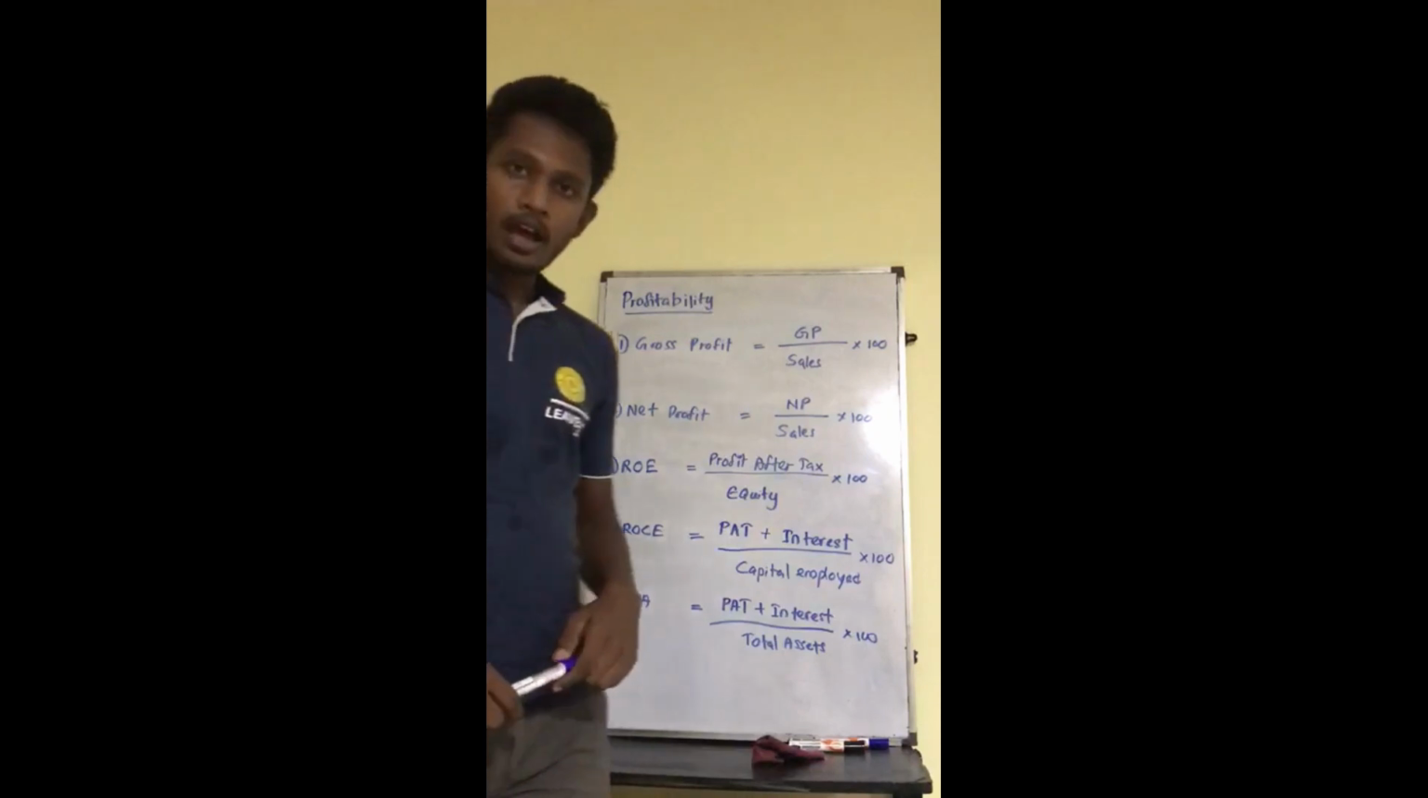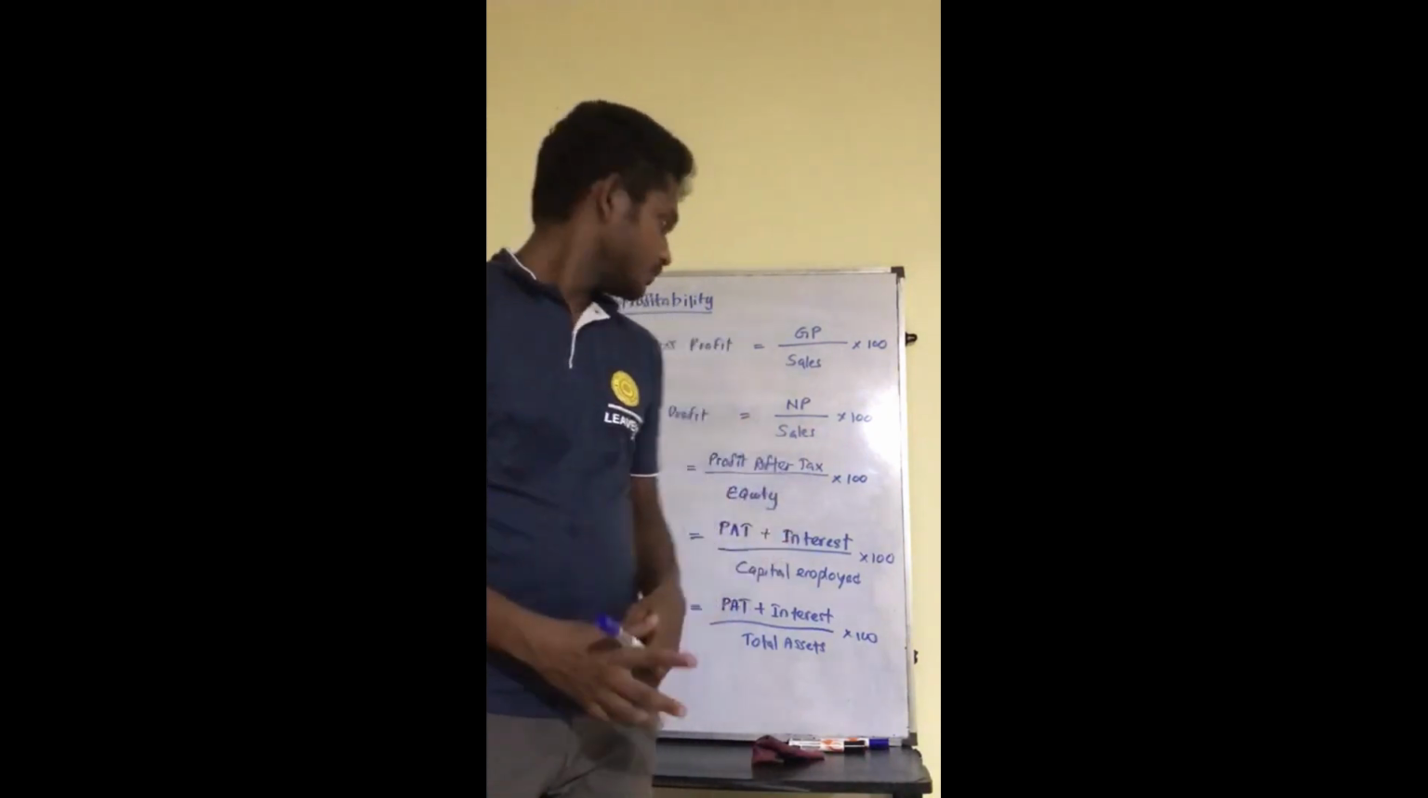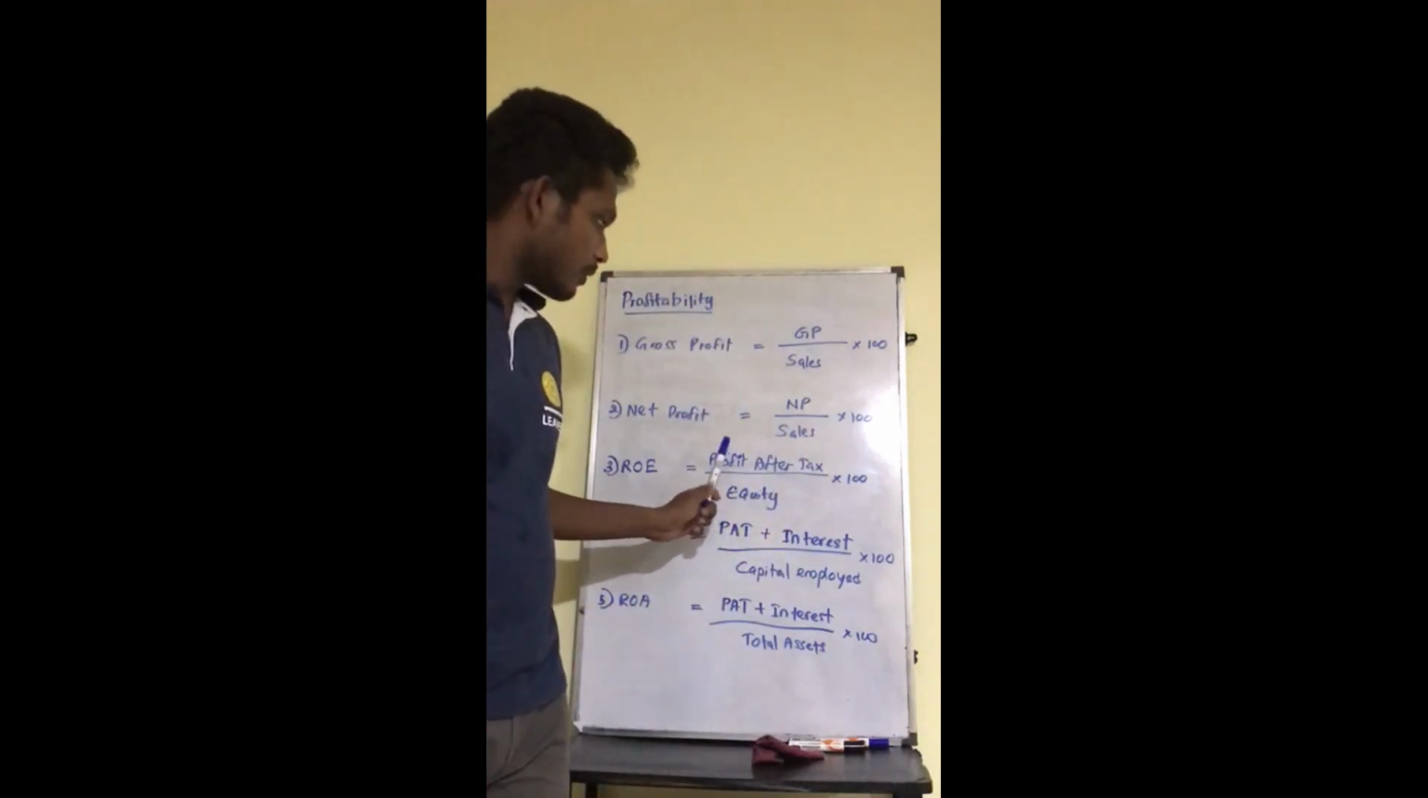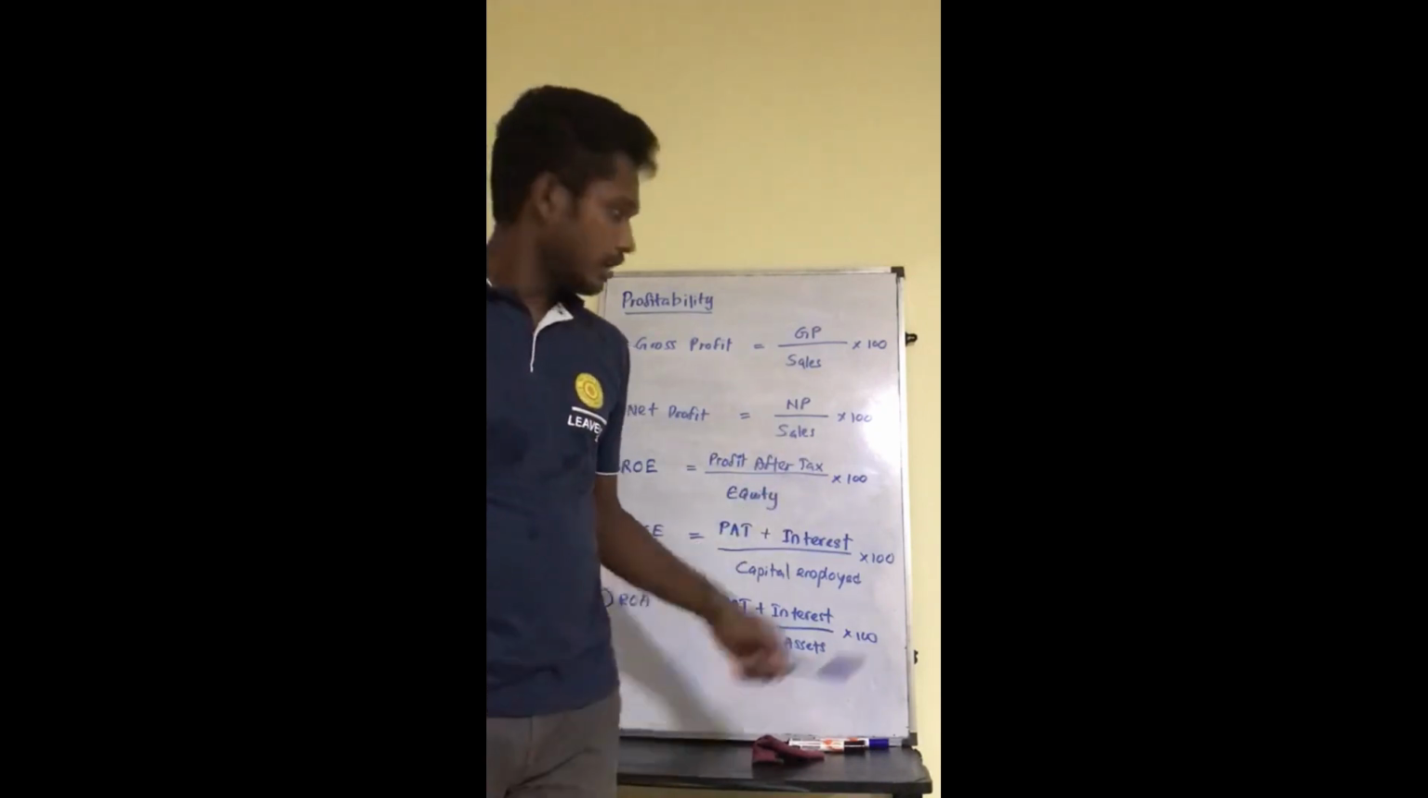And the third one is ROE, that is return on equity. It will be calculated using profit after tax divided by equity into 100.